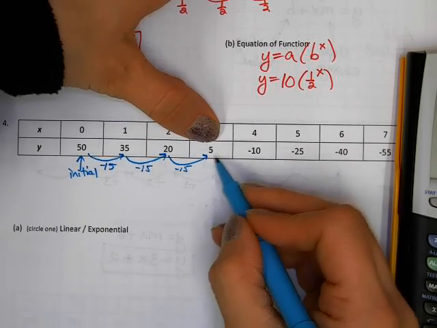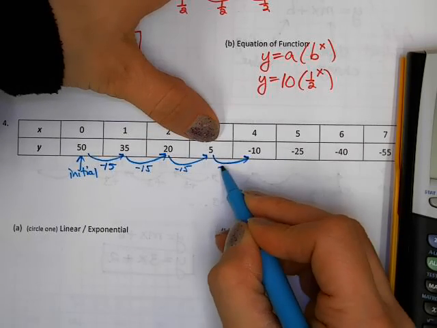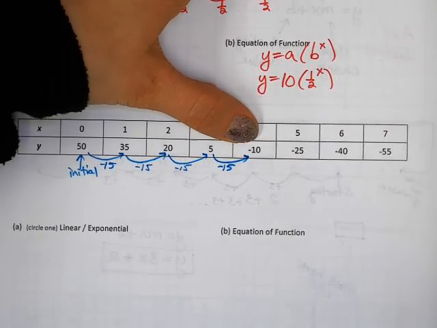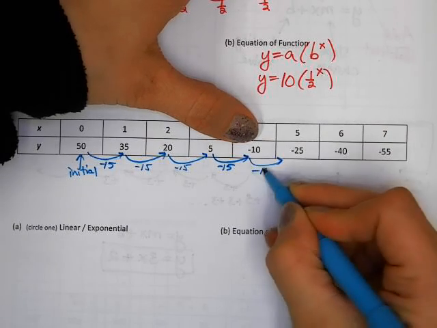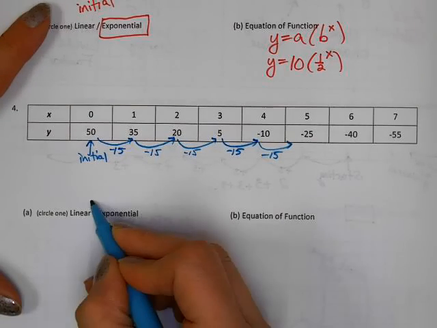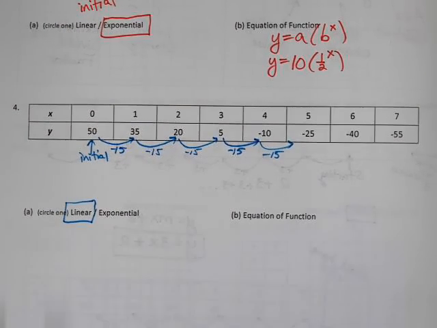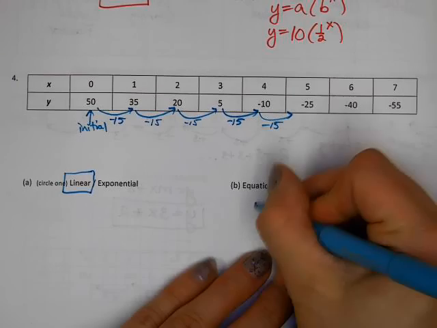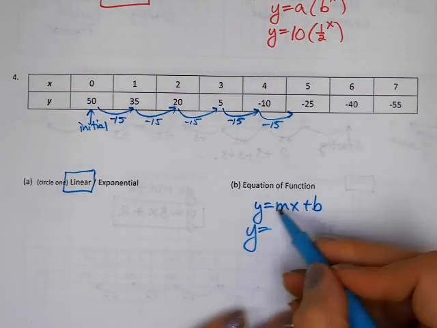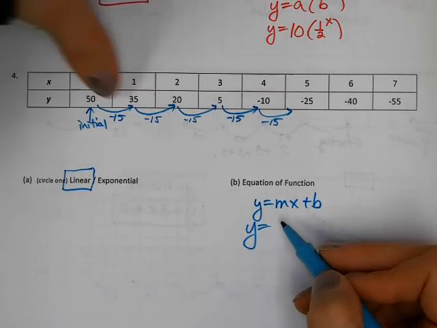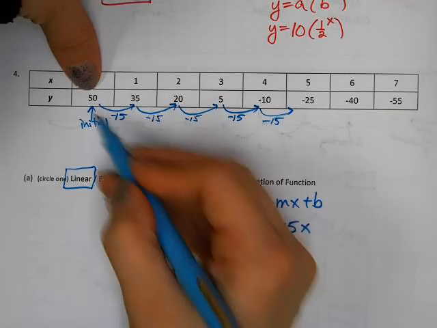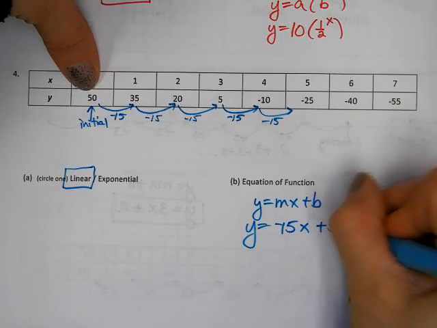And then look what happened here. 5 minus 15 takes us to the negatives. Yes, this is it. It's definitely minus 15. Since I'm saying the word minus, that's subtraction. So let's circle linear. For linear, it's y equals mx plus b. And what's the m? What's the change? Minus 15, the subtraction, and the b value, the initial value, is plus 50.